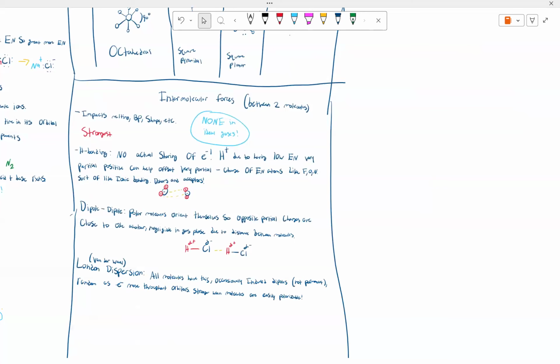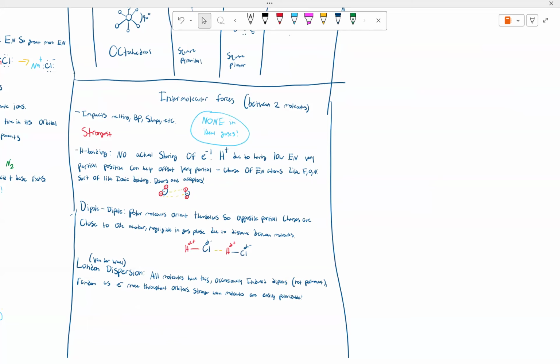Intermolecular forces are really important because they can impact melting, boiling point, shape, etc. of different molecules. And another thing to remember is that there are none in ideal gases. Ideal gases are too far apart from one another to have intermolecular forces. You could sort of think about it like that.